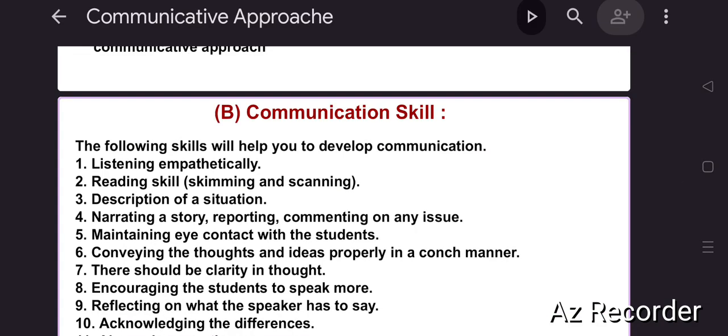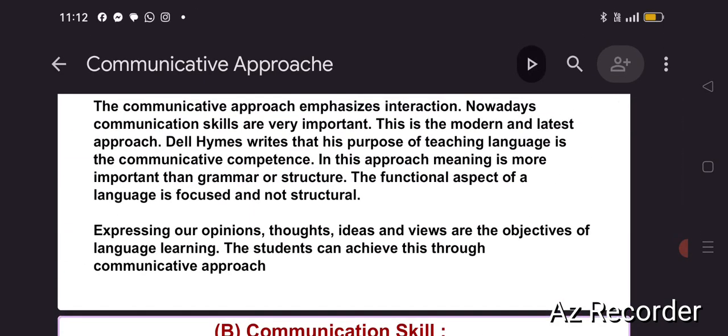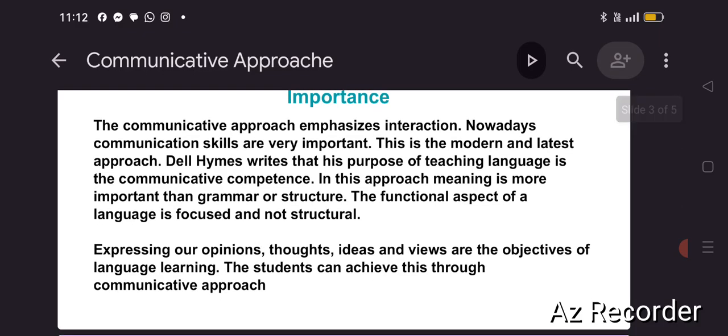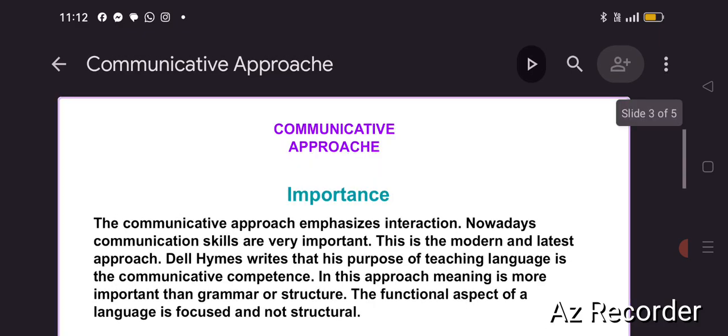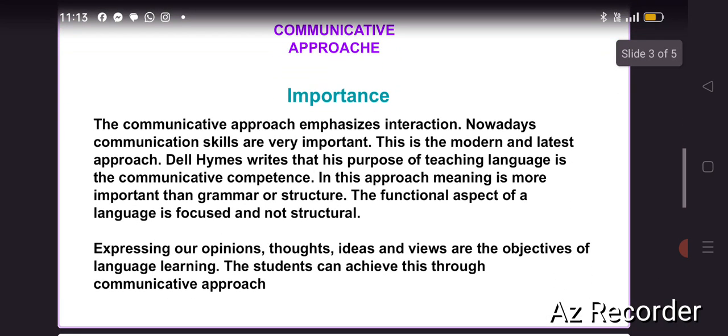So what? Expressing our opinion, thoughts, ideas and views are the objective of learning language.